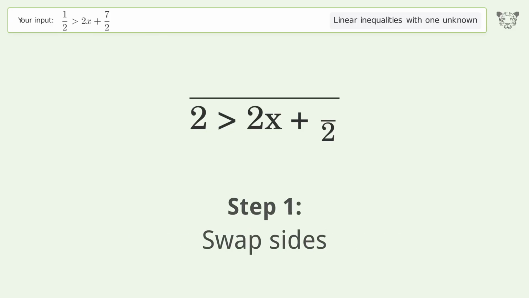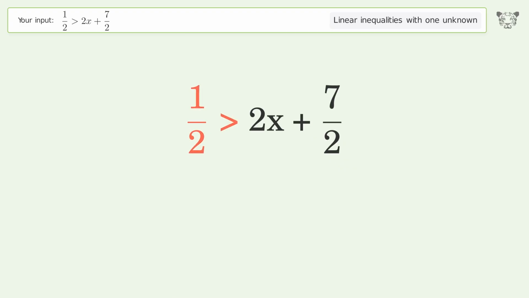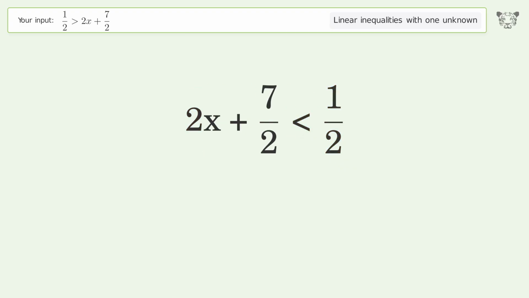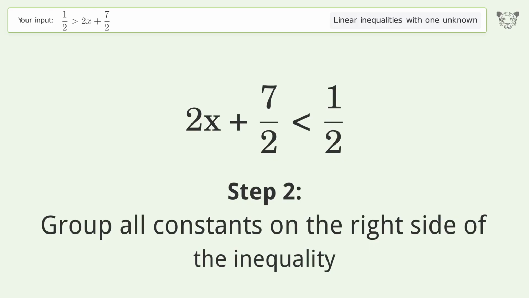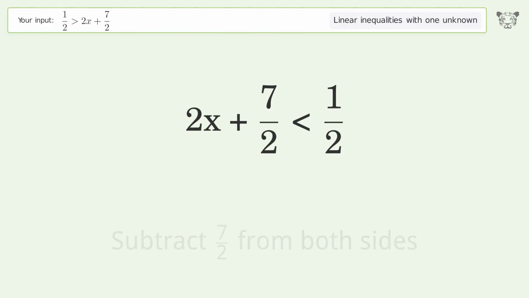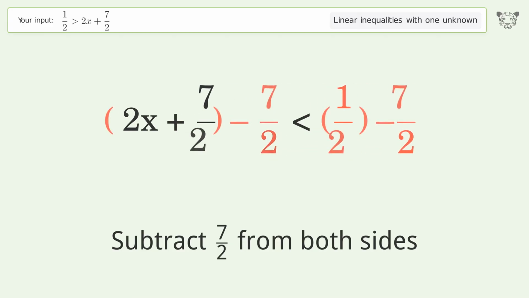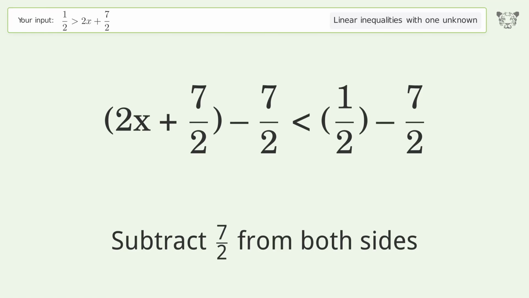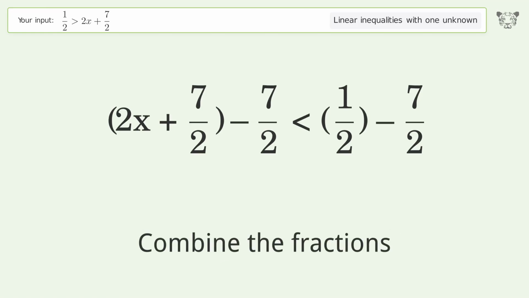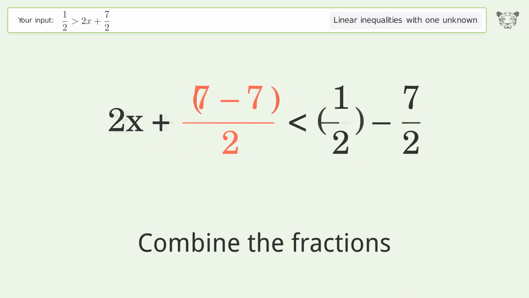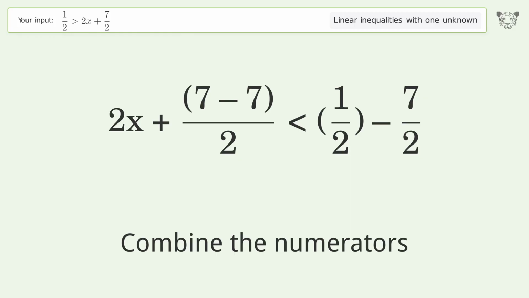Swap sides. Group all constants on the right side of the inequality. Subtract 7/2 from both sides. Combine the fractions. Combine the numerators.